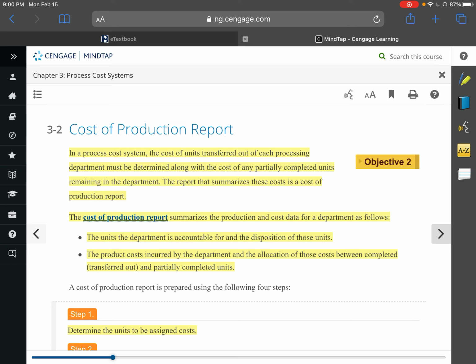You guys have a homework assignment that is due, I believe, Thursday before class on objective 1. So you guys reread this chapter 3, objective 1. If you have any questions about anything, feel free to reach out to me. I'm here to help you guys.